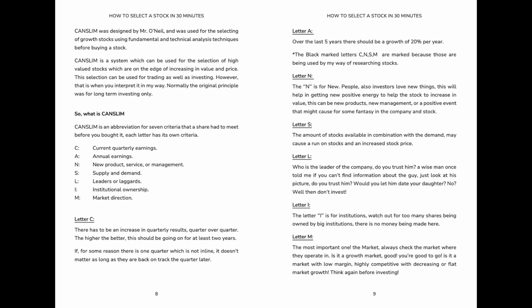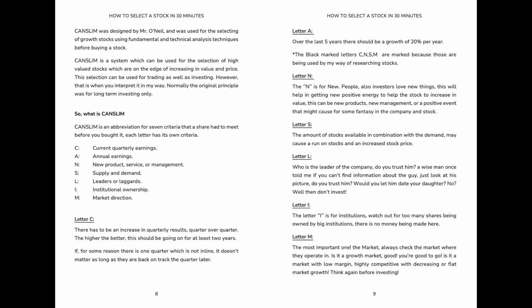CANSLIM was designed by Mr. O'Neill and was used for selecting growth stocks using fundamental and technical analysis techniques before buying a stock. CANSLIM is a system which can be used for the selection of high-valued stocks which are on the edge of increasing in value and price. This selection can be used for trading as well as investing. However, that is when you interpret it in my way. Normally, the original principle was for long-term investing only.